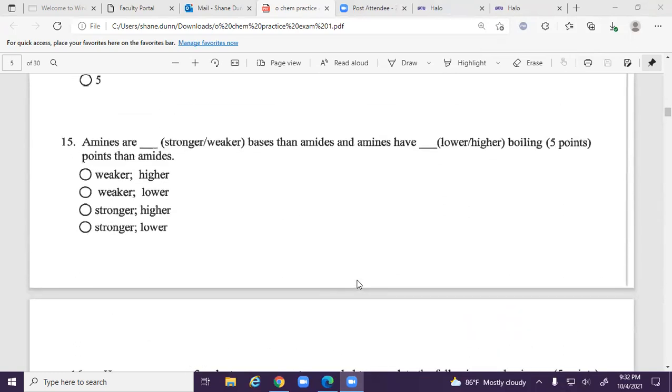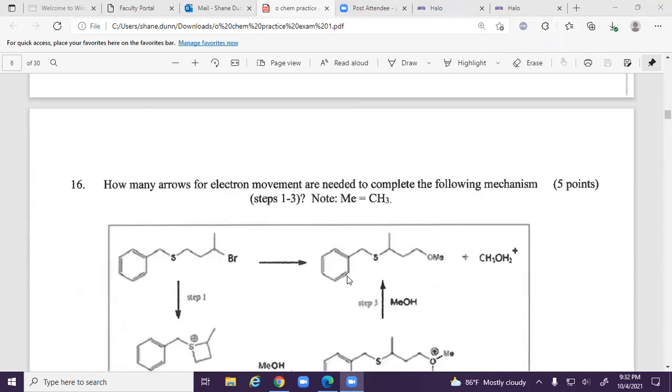Stable means a higher boiling point. Then the amine must have a lower boiling point by definition. So it's stronger base, lower boiling point.